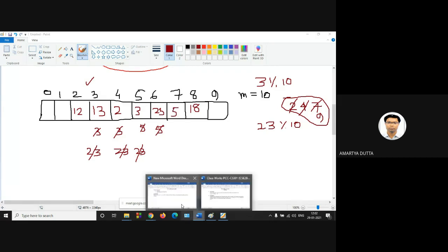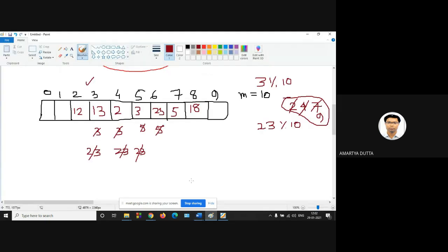Next one is 15. What is the position for 15? 9. Okay, now count the total number of collisions. Total 13 collisions will be there, and this is the position for 9.